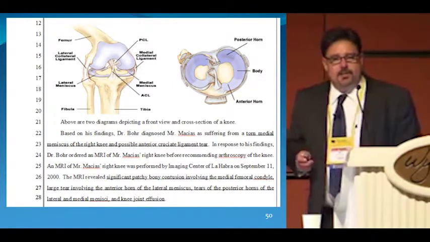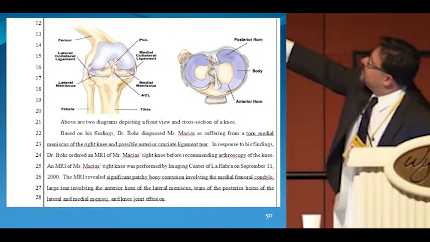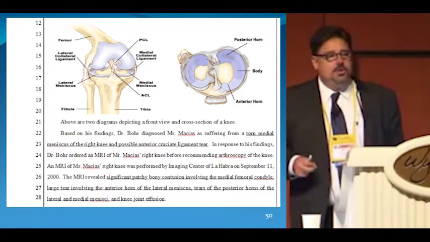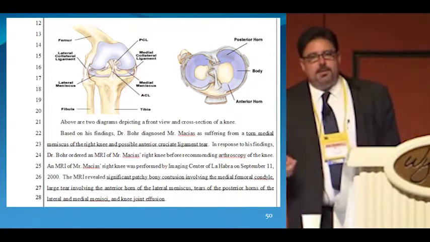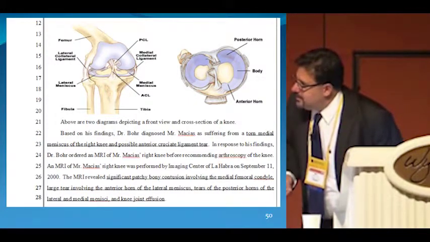Explain with diagrams what you're dealing with. Here, what's the meniscus? It's between the femur, the tibia. It's the cushion. It's the cartilage. This is the part of the body we're talking about that was injured. Explain it to the arbitrator. Make their lives easier. You guys like easier lives, correct?